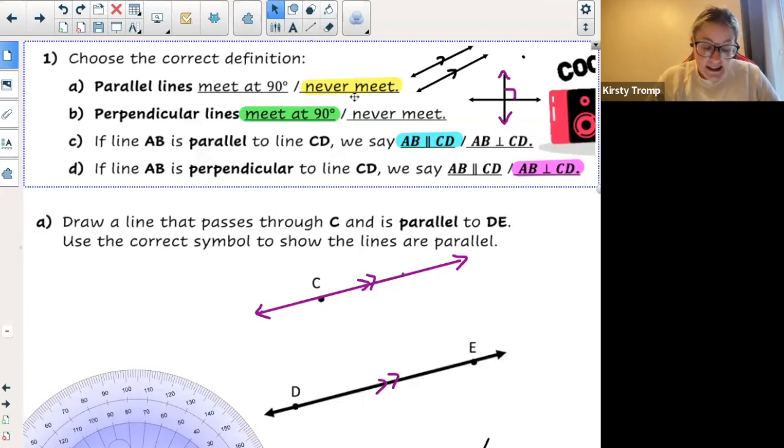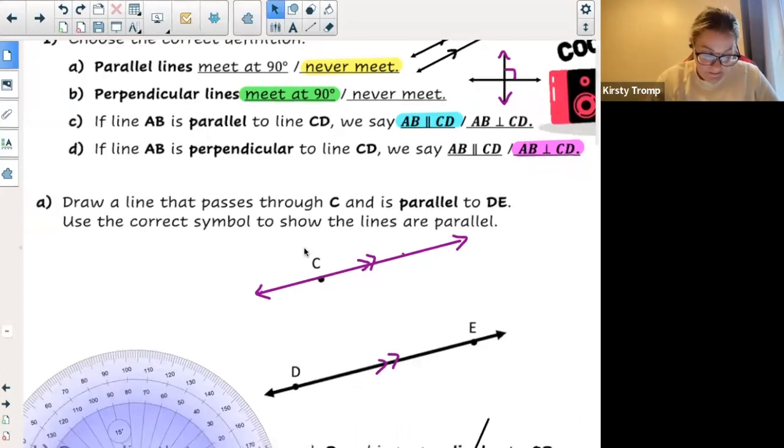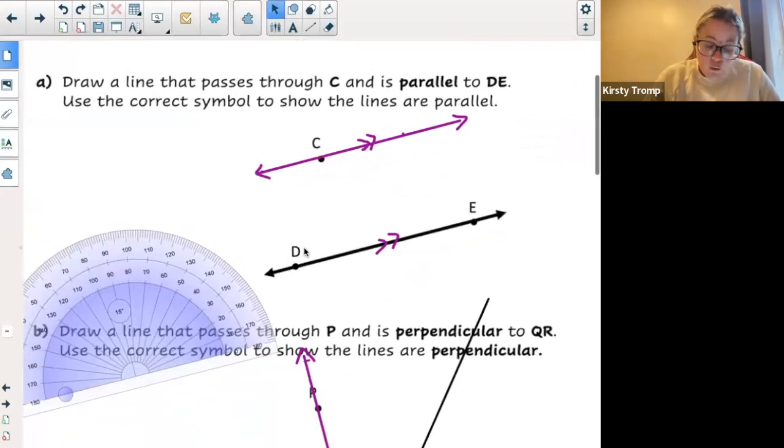If a line AB is parallel to line CD, then we say that AB, and we have those two lines in between, are parallel to CD. If line AB is perpendicular to line CD, then we say that AB, and we have that perpendicular symbol, to CD. So what did we do next?